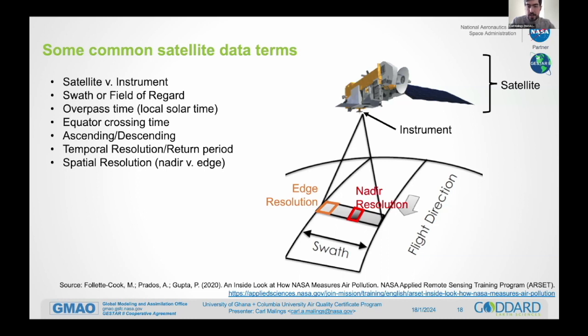So it's looking directly down at the Earth's surface, versus if it's looking off to the side, at a bit of an angle, the surface is a little bit skewed, so the resolution at the edge of the field of regard, or the edge of the swath, tends to be a little bit lower because that same area is now being seen at an angle, so it's slightly larger.